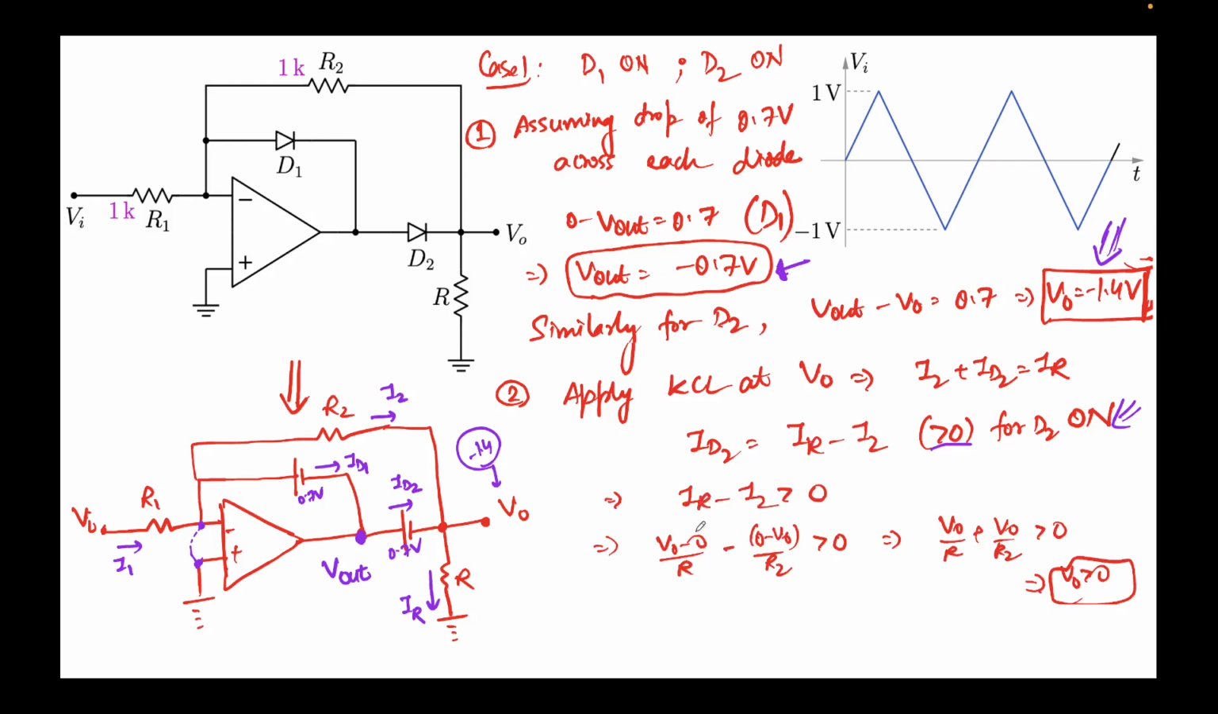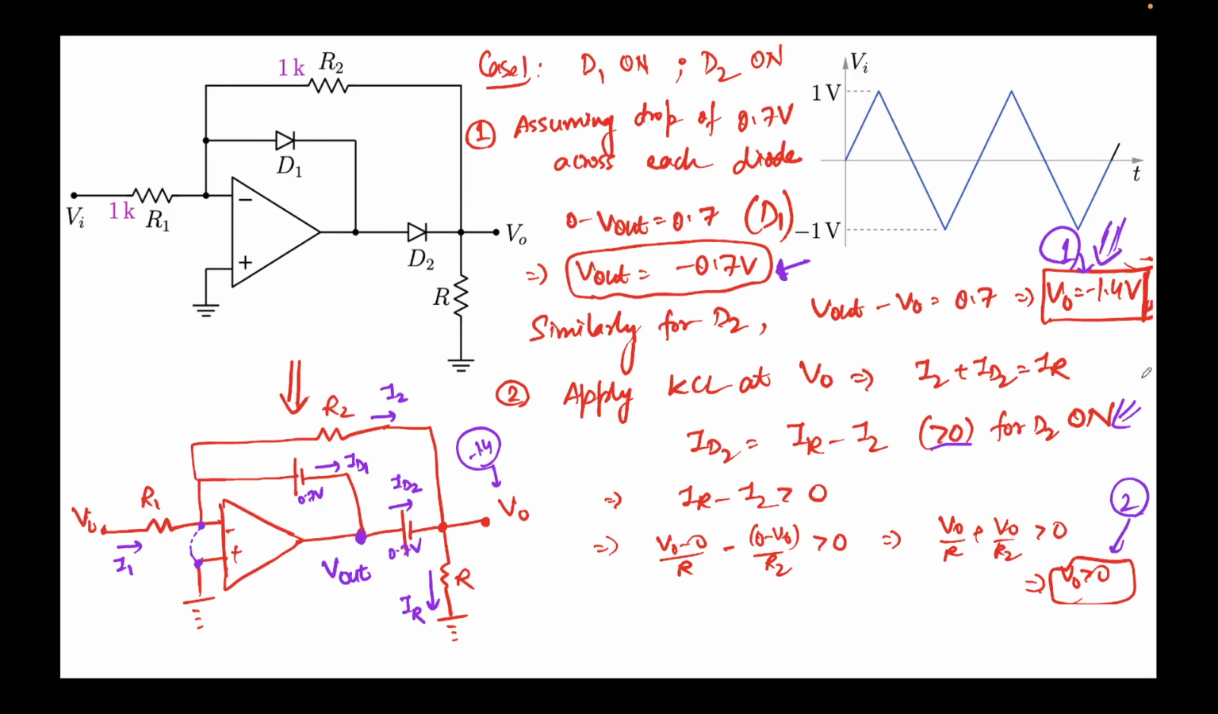Now I place the value of IR, which is V0 minus 0 over R, just Ohm's law, minus I2, where the value of I2 is 0 minus V0 over R2. This should be greater than 0. Right, so this simplifies to V0 over R plus V0 over R2 should be greater than 0, and R and R2 are positive quantities, so if you take them common, this will be positive only when V0 is positive. Okay, note that here this is 1 and this is 2.